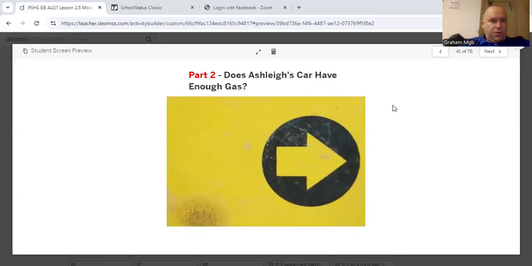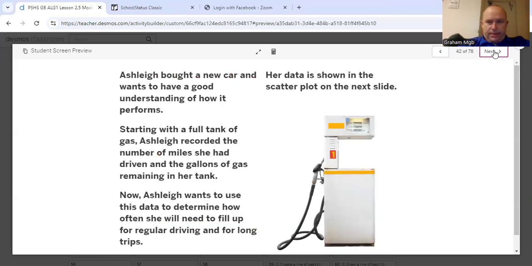All right, this continues lesson 2.5. This is the second activity called Does Ashley's Car Have Gas? All right, let's take a look at what we got here.